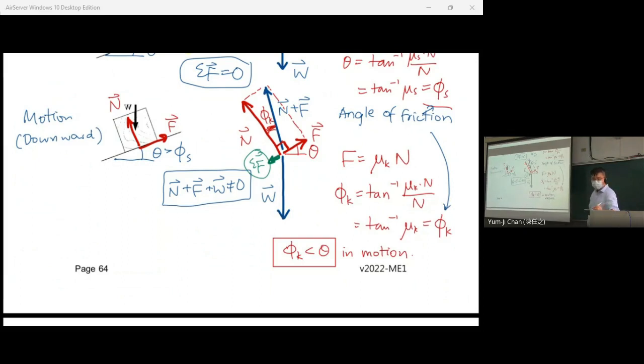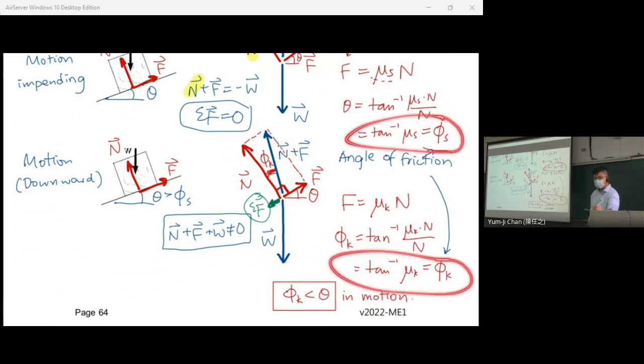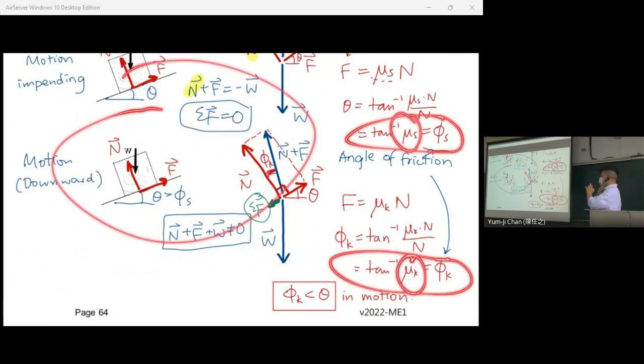Remember, when there is motion, F is equal to mu k times N, and if it is motion impending, F is equal to mu s times N. So it comes to the idea of angle of friction. It is another way of writing mu s and mu k, but it has uses here and it has uses in our next topic.